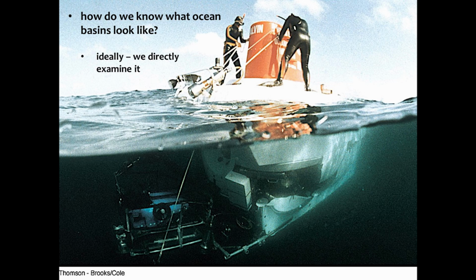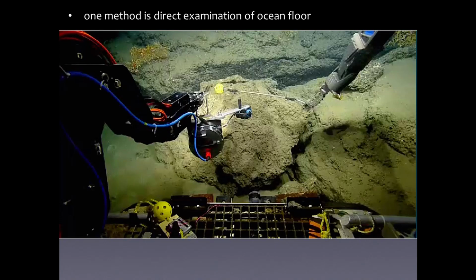Well, ideally, in the perfect world, we'd go and directly examine it with our own eyes. But there are other methods that we use to examine the ocean floor as well. These might be as far ranging as satellites orbiting the earth, or more indirect methods closer to the surface, such as sonar. So one method of looking at the ocean floor is by direct examination, as we said in the previous slide.